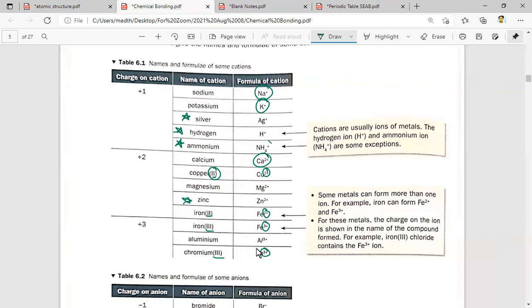Ammonium is NH4 plus. Okay, so this one is the interesting one. They already say the cations are usually metals, but hydrogen ions and ammonium ions are some exceptions. So obviously, once you see exceptions in chemistry, please go remember. Okay, please go remember.